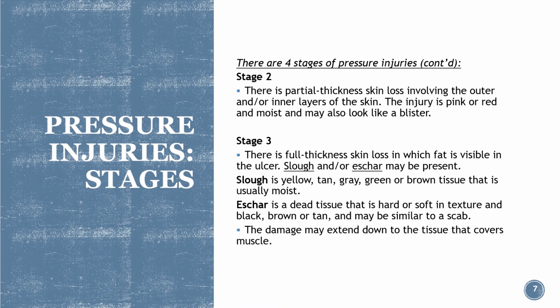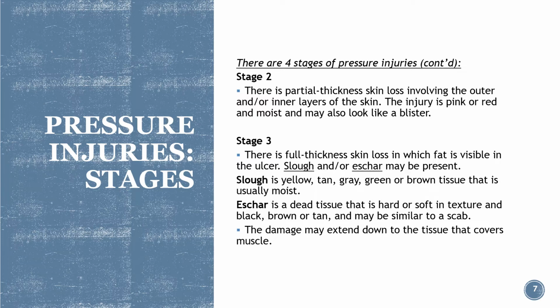Pressure injuries. Stages. There are 4 stages of pressure injuries. Continued. Stage 2. There is partial thickness skin loss involving the outer and/or inner layers of the skin. The injury is pink or red and moist, and may also look like a blister. Stage 3. There is full thickness skin loss in which fat is visible in the ulcer.